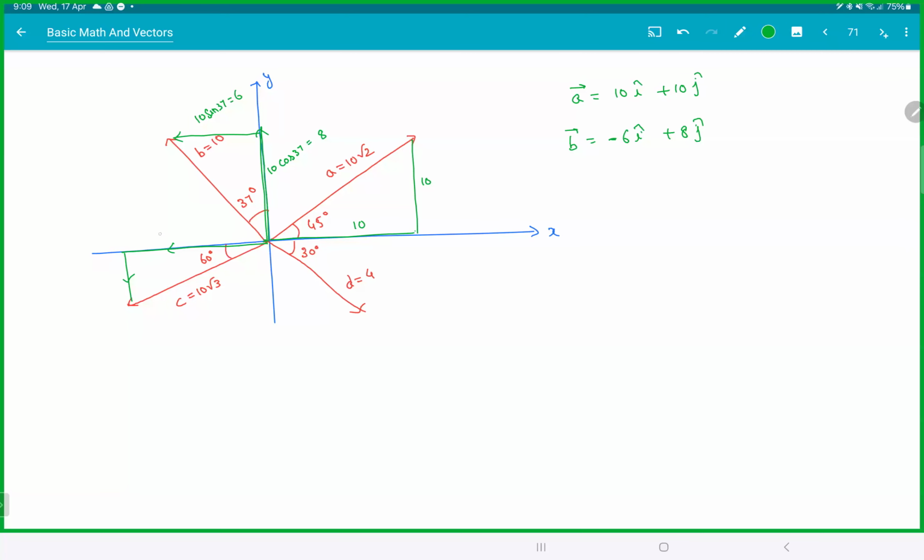For C, it is 10 root 3 cos 60. This is 10 root 3 sine 60. So C bar will be minus 10 root 3 cos 60 I cap minus 10 root 3 sine 60 J cap. Cos 60 is half, so minus 5 root 3 I cap. Sine 60 is root 3 by 2, so minus 15 J cap. Please check your answers.